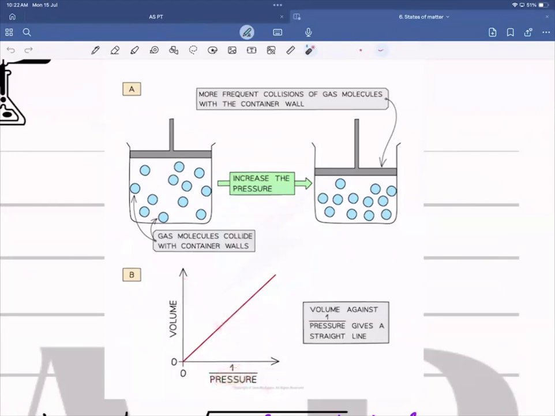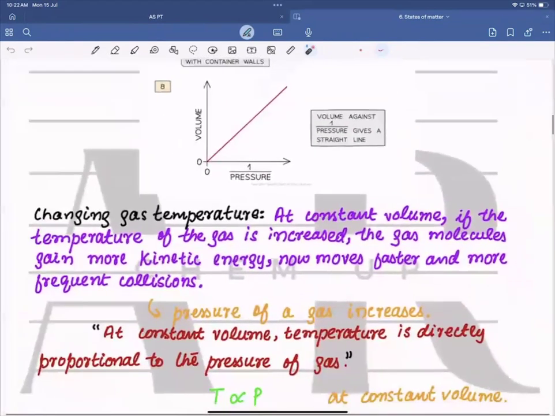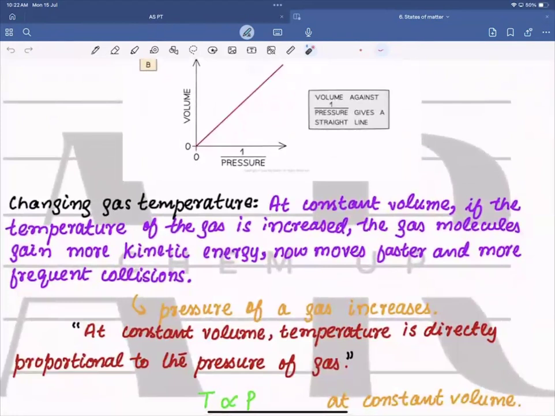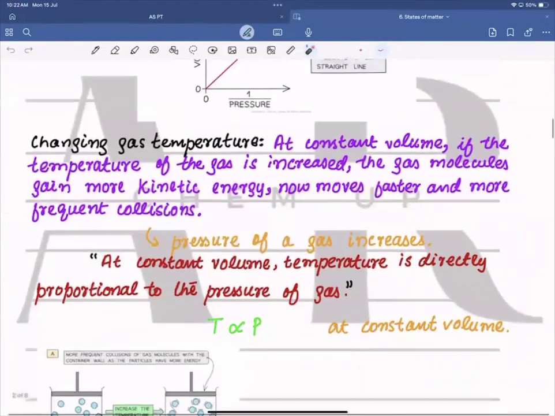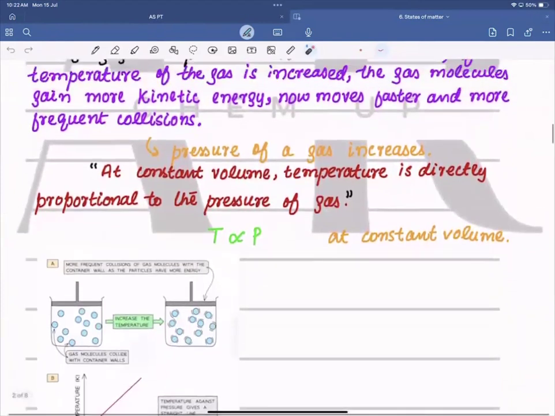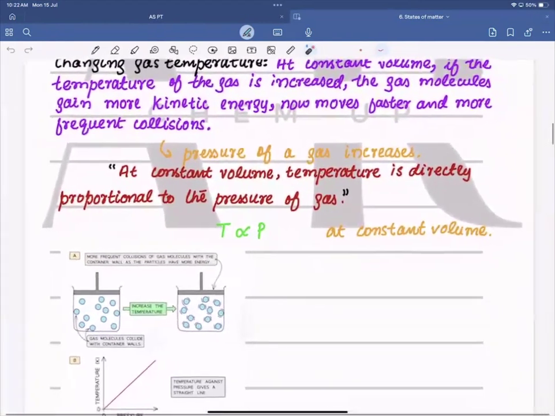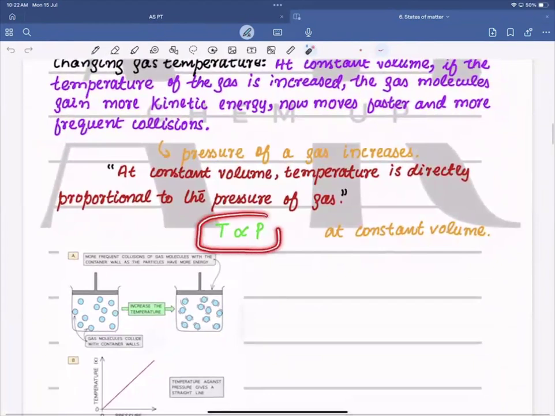Okay. Now changing the gas temperature. If we keep the volume the same and we increase the temperature, there will be more kinetic energy. The particles start moving faster and they will make more frequent collisions, which results in the increase in pressure. So temperature is directly proportional to pressure at constant volume.